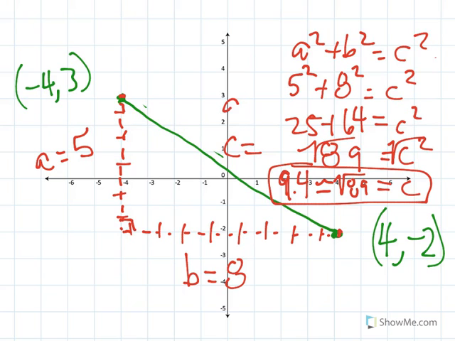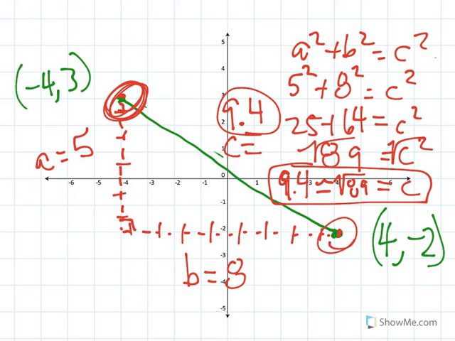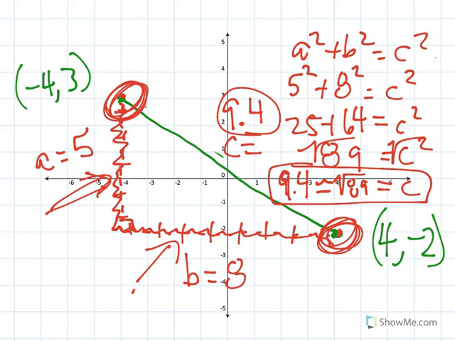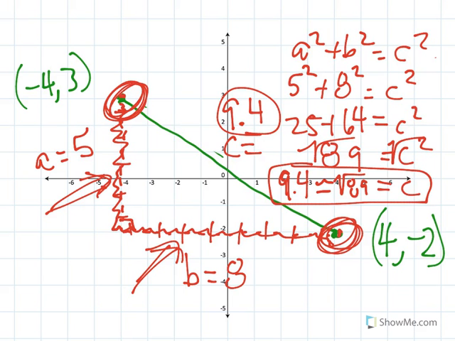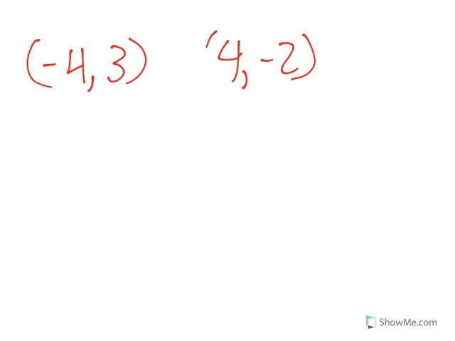So by doing this, I have found the distance from this point to this point to be 9.4. How? By adding in my right triangle that shows me the relationship between the legs and the hypotenuse. So what I can do to find distance is just use my Pythagorean theorem. Let's look back real quick. -4, 3, 4, -2.